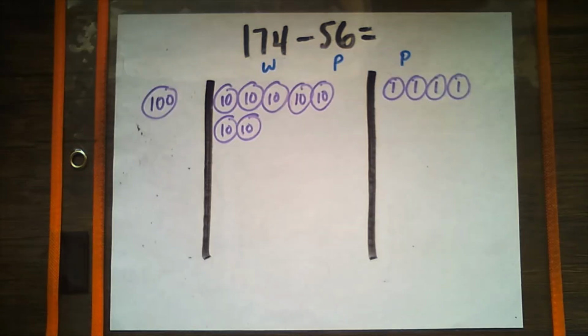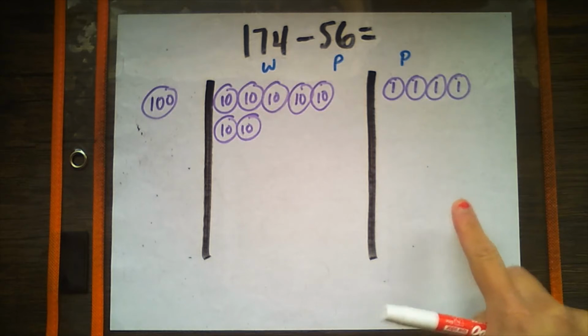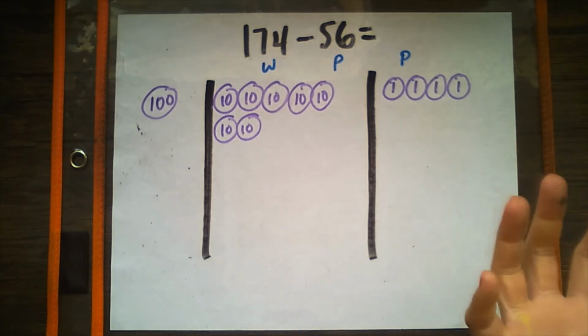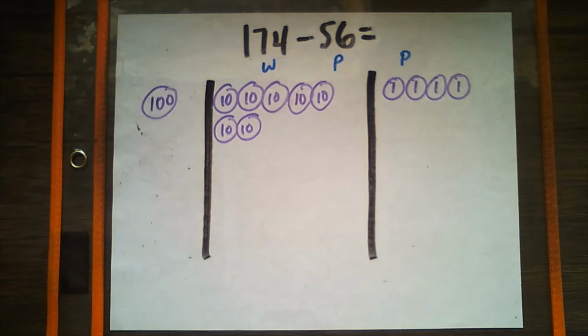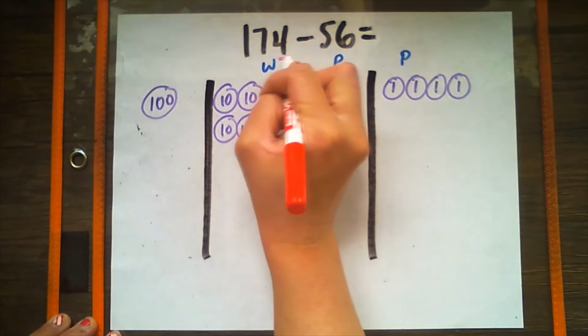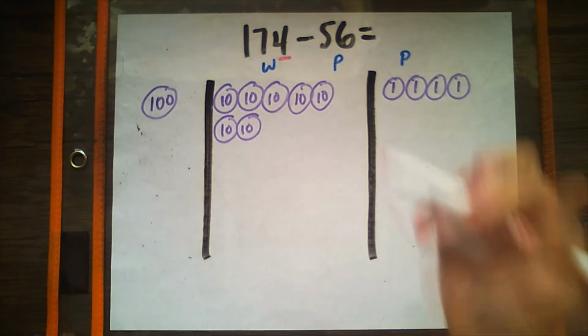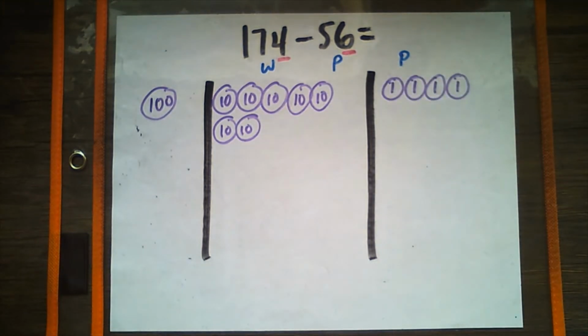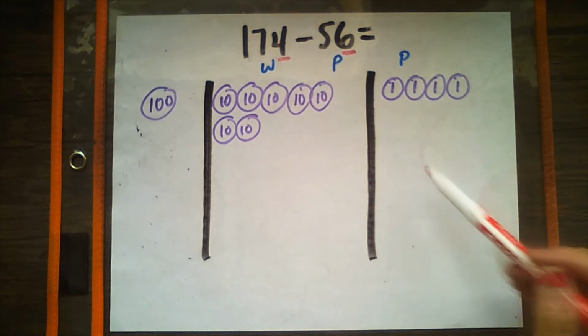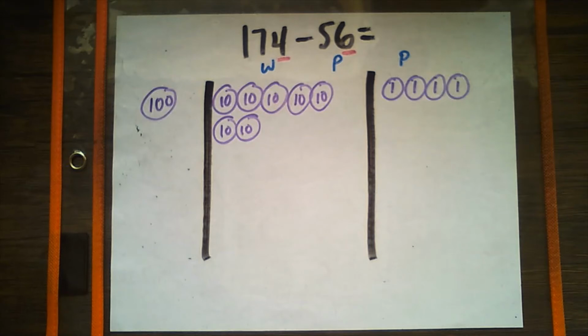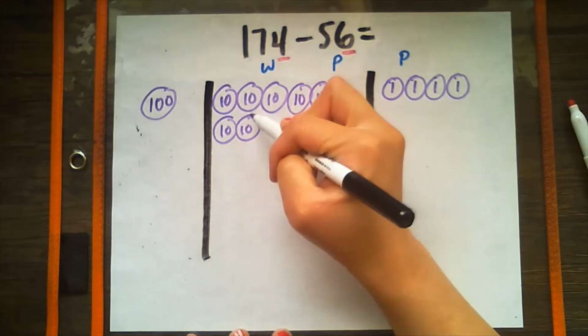My friends, what number is in the ones place? 4. Great job. And how many ones? So let me go ahead and underline that in red. And how many ones do we need to subtract? 6. We need to subtract 6. Can we subtract 6 from 4 ones? No. So what do we do? We are going to change a 10 for 10 ones.